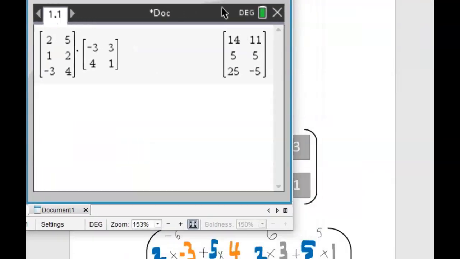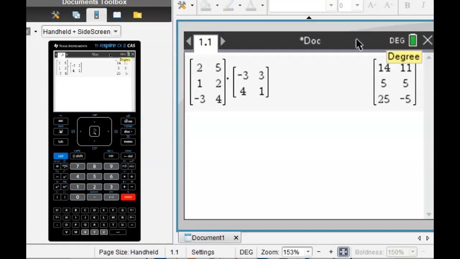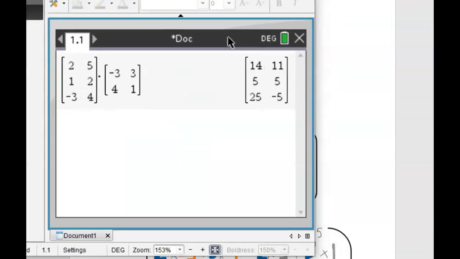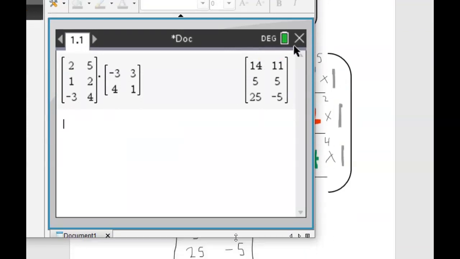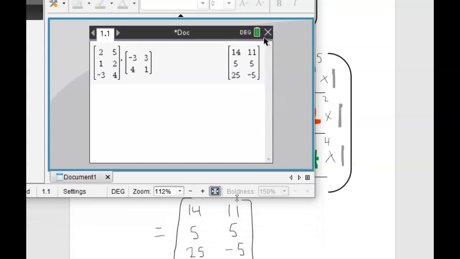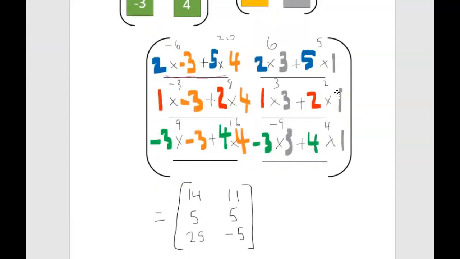So let's just scroll and see. It's not cooperating. Let's just move this a bit. And there it is. So 14, 11, 5, 5, 25, -5. Just in case you didn't believe me. No, just kidding. It's always good to check your answer on the calculator.